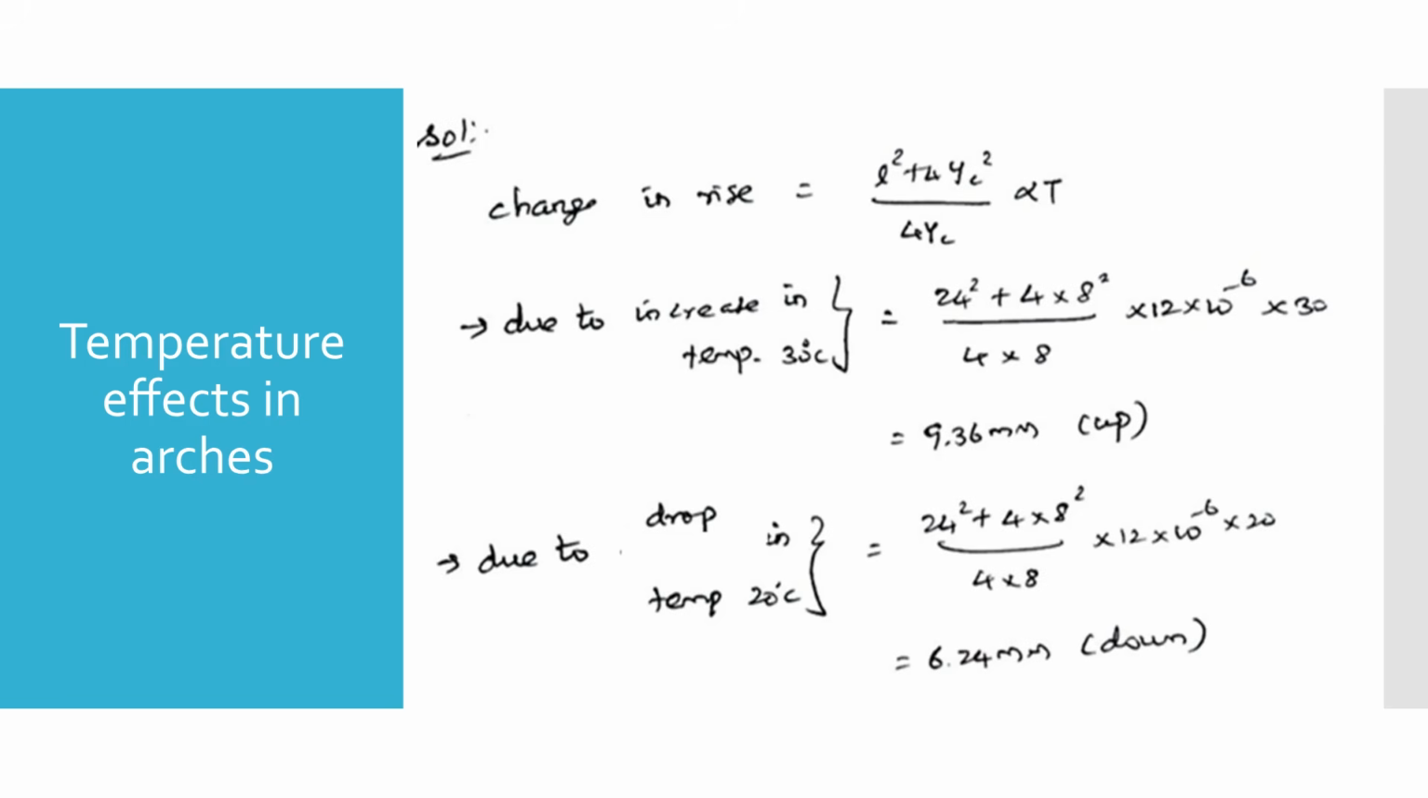For a temperature rise of 30 degrees Celsius, substituting 24 for span L, 8 for rise yc, alpha, and T equal to 30, yields an upward deflection of 9.36 millimeters. For a temperature drop of 20 degrees Celsius, substituting T equal to 20, yields a downward deflection of 6.24 millimeters. Notice how thermal expansion increases crown rise, while thermal contraction decreases it.